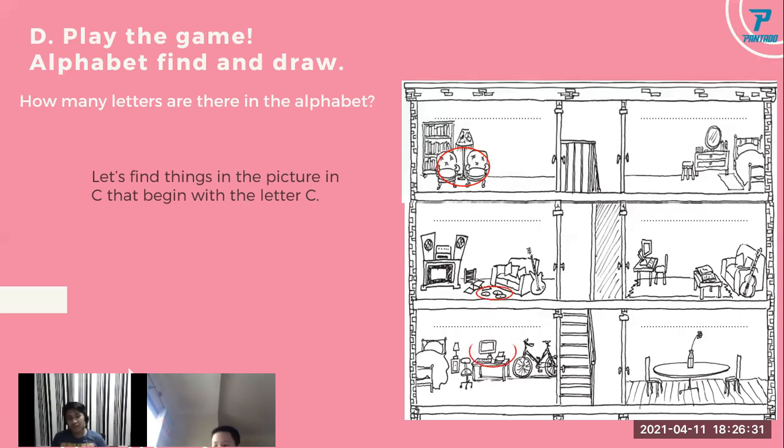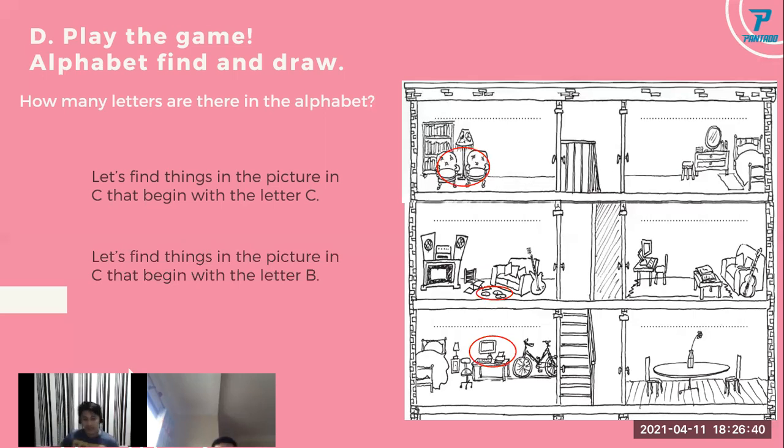Okay. Now let's check. Let's find the words that start with the letter B. Letter B. Sorry? Book. Books, yes. What else? The blanket. Okay, blanket, yes. Books, blanket. Do you still have more? No more. Okay, let's check. Books, blanket. What is that? Bicycle, right? Good. Still have more? Okay, next.